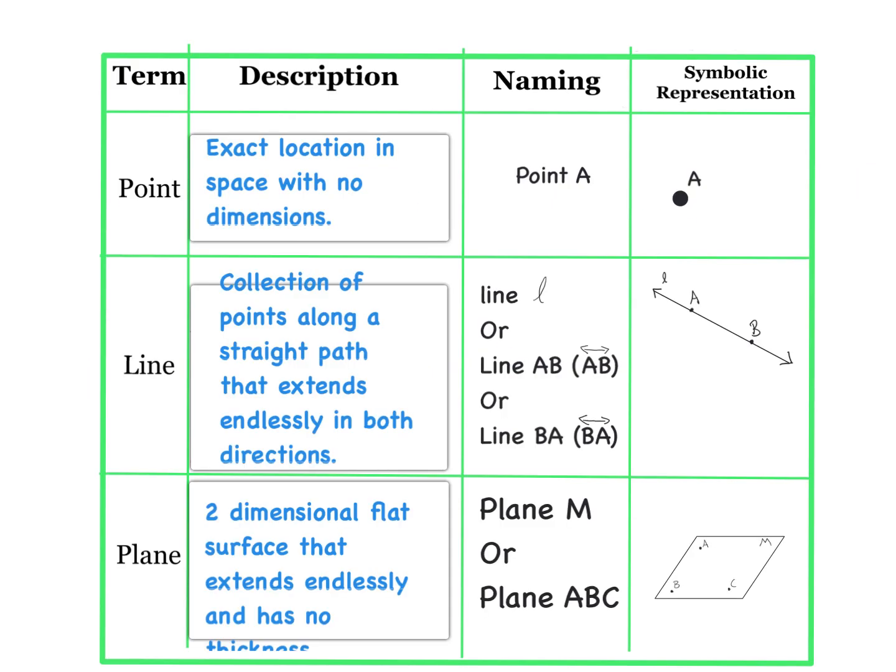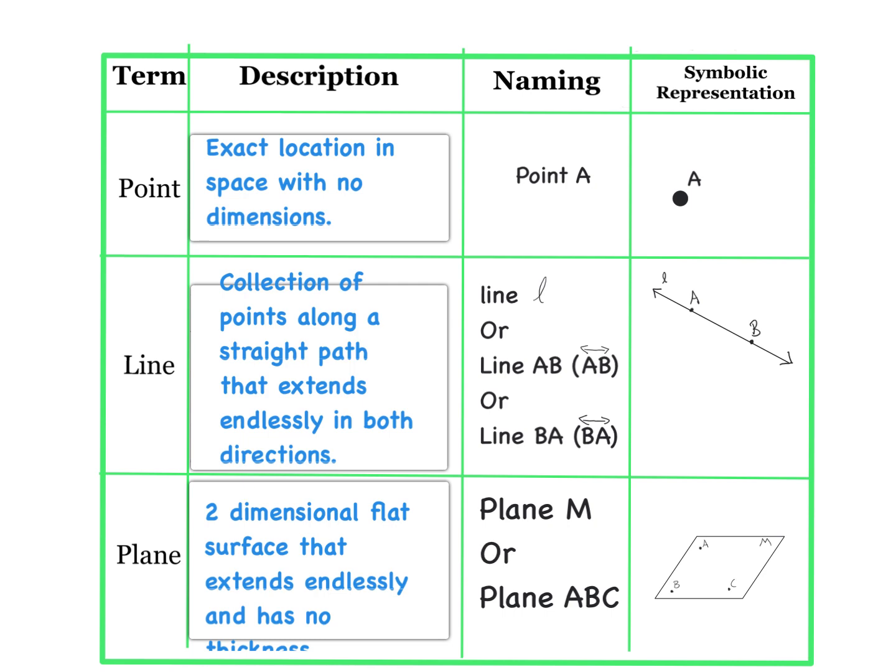All right, so just a review. Remember, a point is simply one spot in space. It's represented with a dot, and it's always going to have a letter next to it so that we can name it. We write the word point and whatever the letter is, in this case point A, or we can just write A there. Either one would be fine.